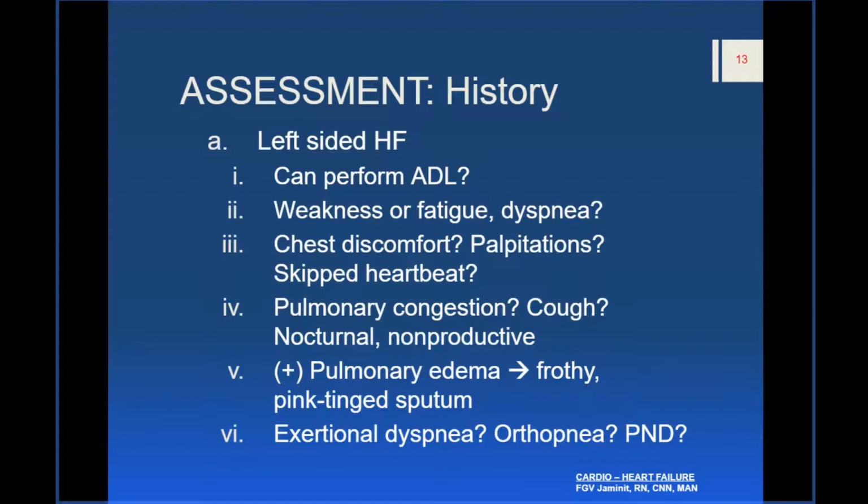Sige. Let's now go to the assessment, no? And we take note that when we do assess the patient physically, before doing the physical assessment, we always start with the history taking. Okay?